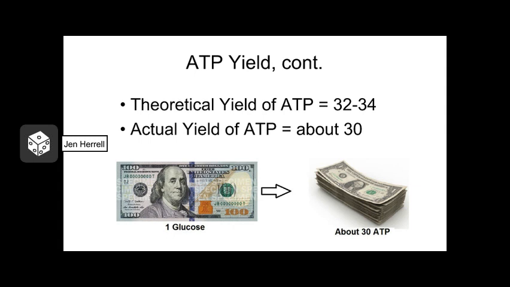All of these different estimates differ from one another. How much ATP do we make from the energy in one glucose? Well, the truth of the matter is that we make about 30. 30 ATPs are made from the energy in one glucose.